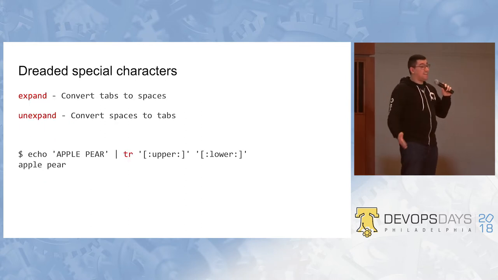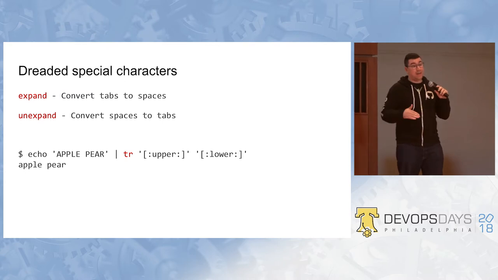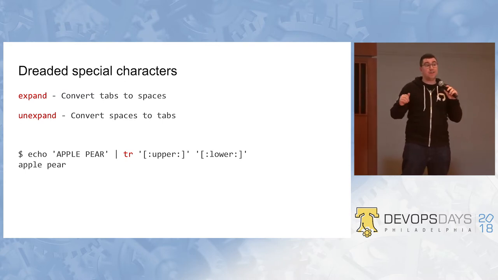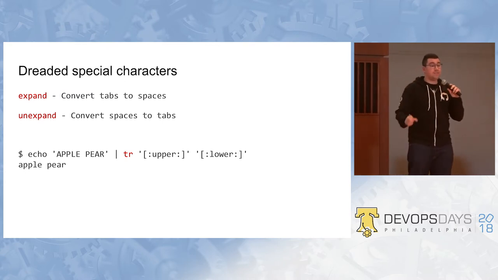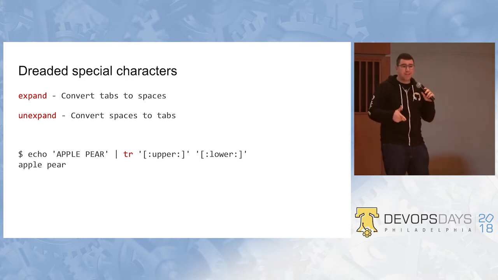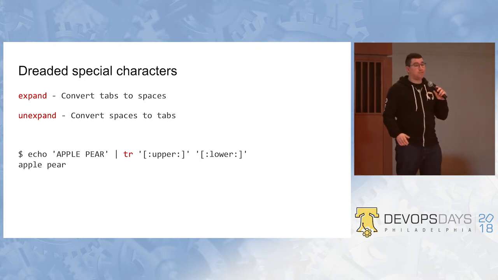Dealing with special characters, in any type of data analysis, you're going to have to deal with that. expand and unexpand will convert between tabs and spaces. tr stands for translate. It converts between different character classes. You can read the man page to find all of them out, but they're really cool.